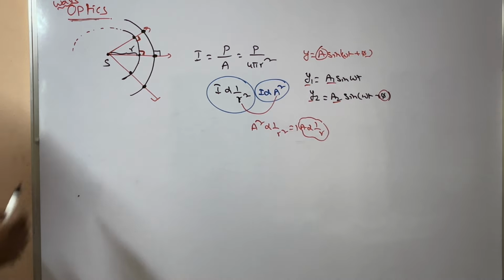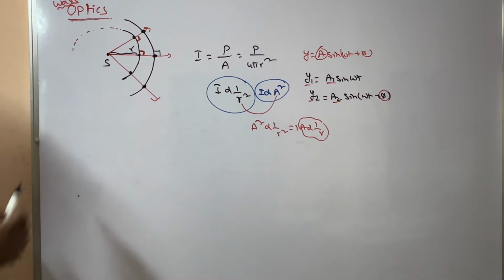Next, if you are taking a plane source, for a plane source the intensity does not depend on distance, it is R power 0. They are going to ask this one also. In the same way, intensity is directly proportional to A square. So amplitude also does not depend on distance. A square is also directly proportional to R power 0.